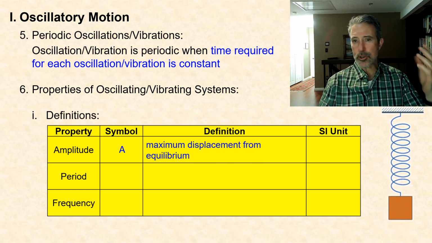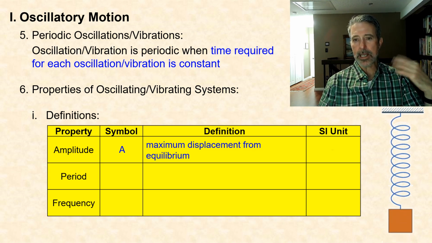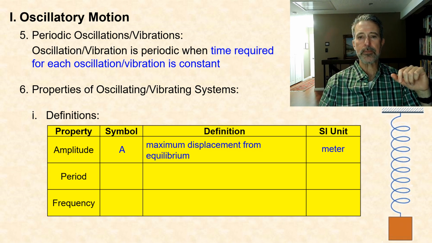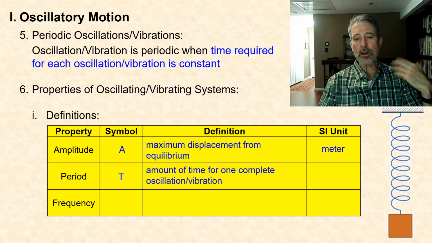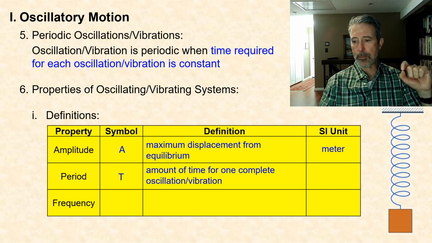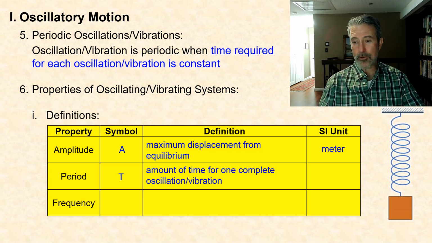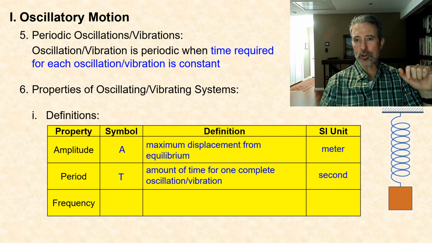The unit we use to describe amplitude, of course, would be a displacement unit, the SI unit being the meter. When we speak about the period of oscillation or vibration, we're referring to the amount of time required for one complete oscillation or vibration. The symbol we use to describe period is a capital T.